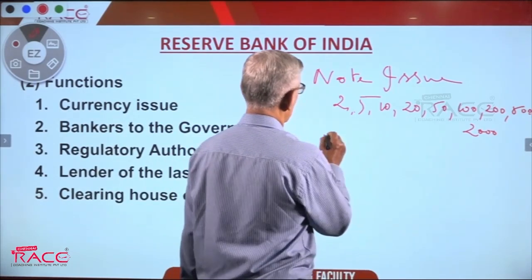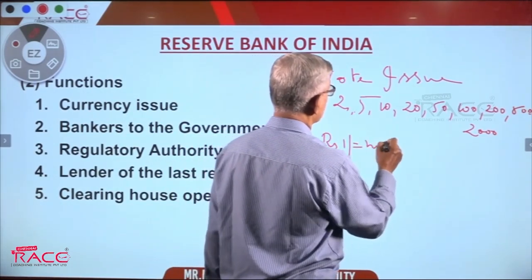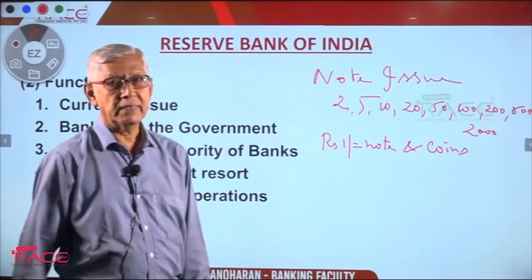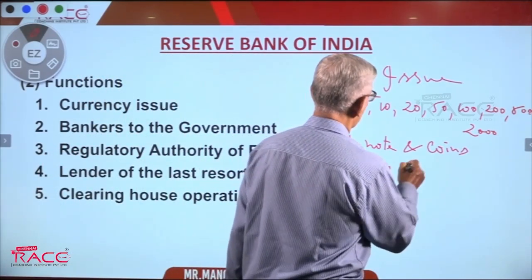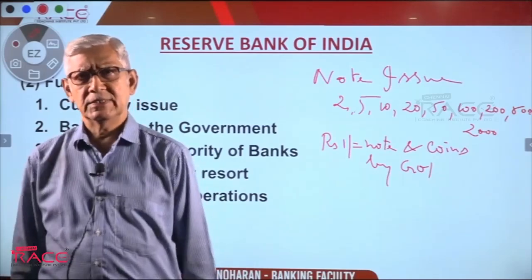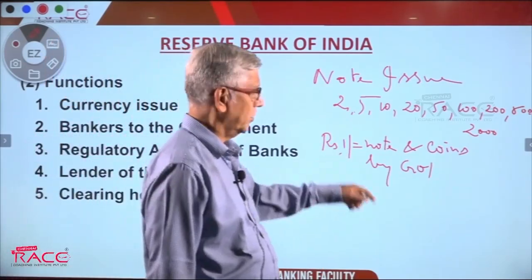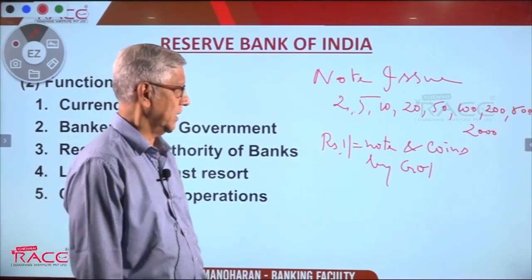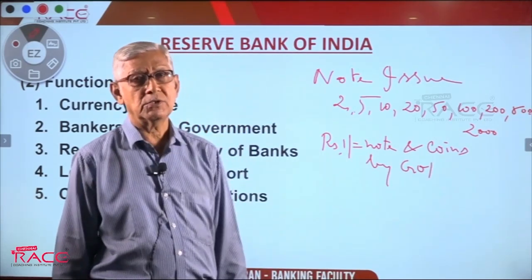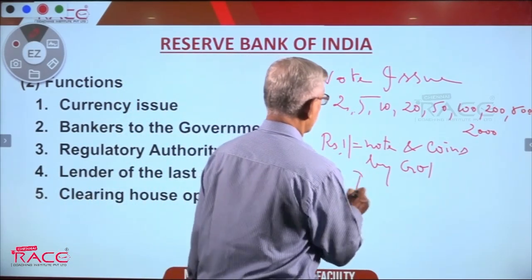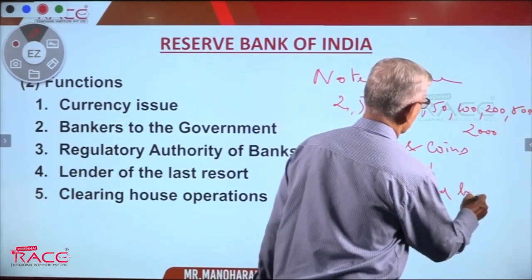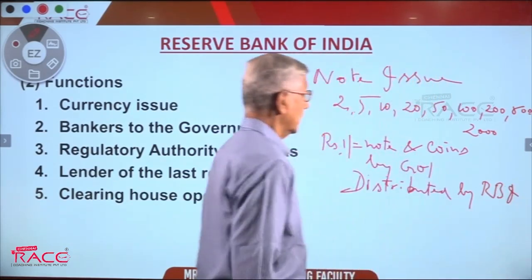And rupees 1 note and coins are minted by the Government of India. You will see the difference in all currency notes. You will see the signature of RBI Governor, but in 1 rupee note you will see the signature of the Finance Secretary, Government of India. Even though government mints the coins and prints the 1 rupee note, it is distributed by RBI.